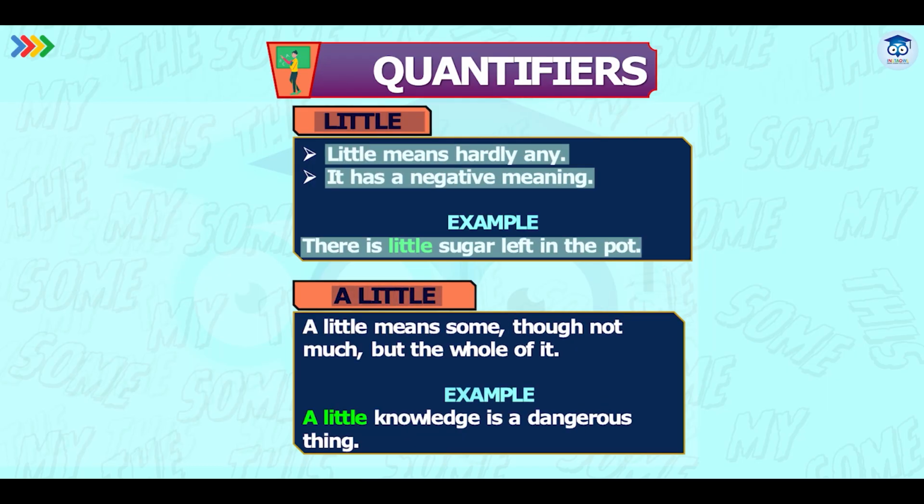Moving on to a little. This phrase means some, though not much. It carries a positive tone suggesting there is at least something available. Consider this sentence. A little knowledge is a dangerous thing. It means having a little amount of knowledge or a small amount of knowledge can sometimes lead to overconfidence.